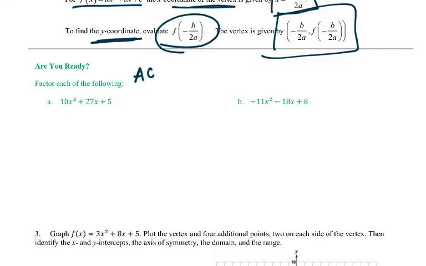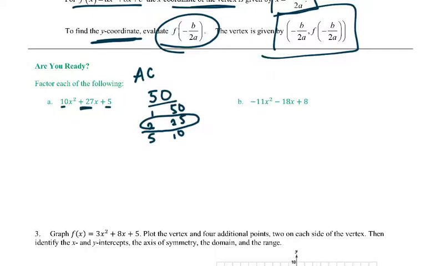So what you're doing here is you're determining what is A times C. So we take our leading coefficient on our x squared term and multiply it by our constant. So in this case, it would be 10 times 5, which is 50. Then we look at the factors of 50: 1 and 50, 2 and 25, 5 times 10. And we try and determine how we can get 27 based on those factors. So it looks like our best bet is going to be using 2 and 25 since they sum to 27.